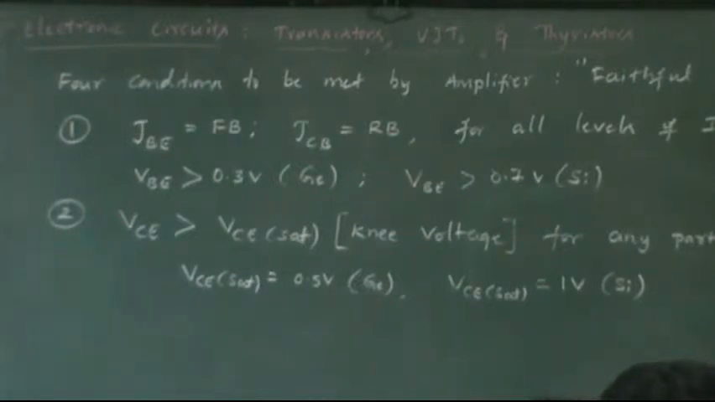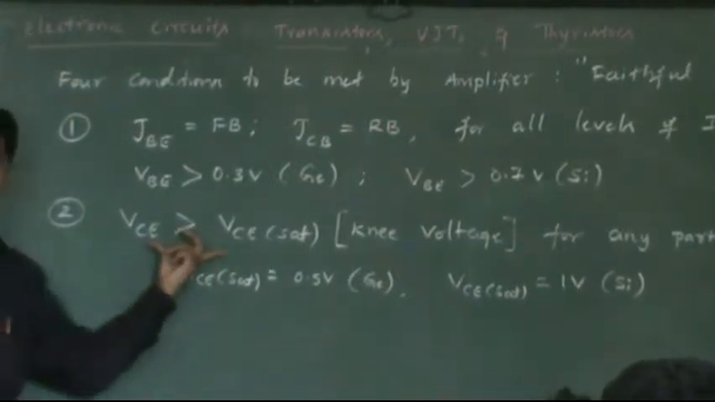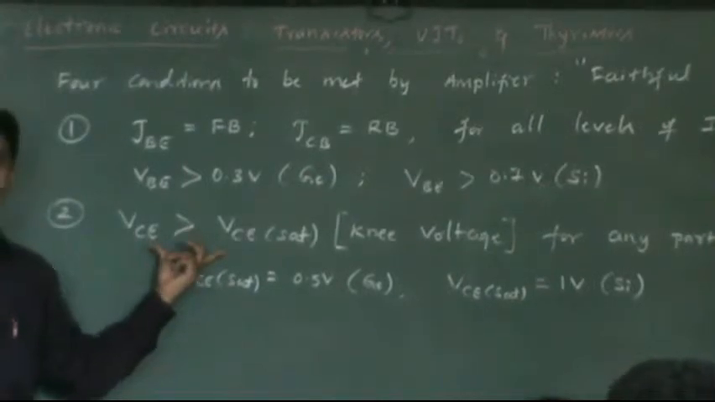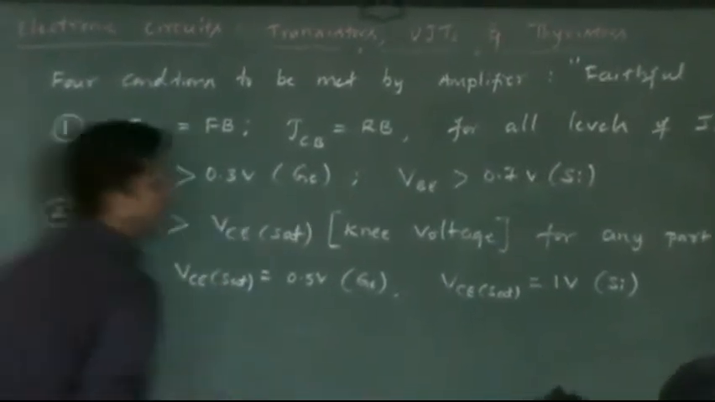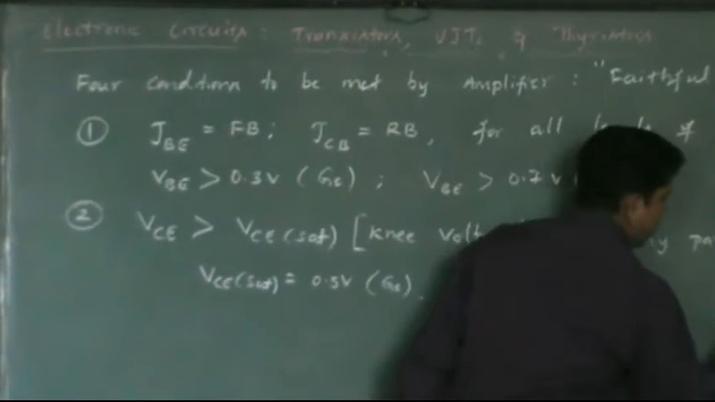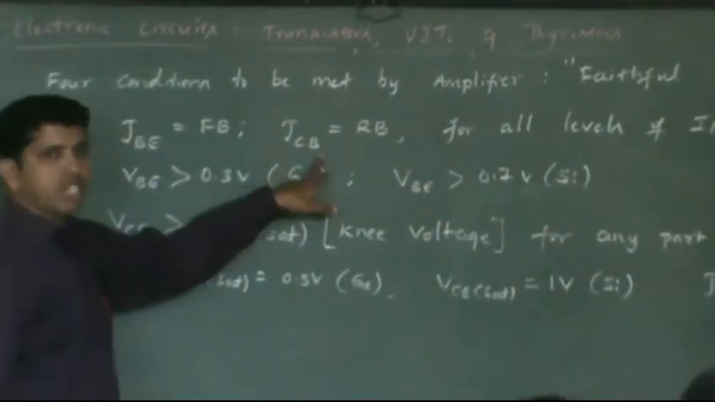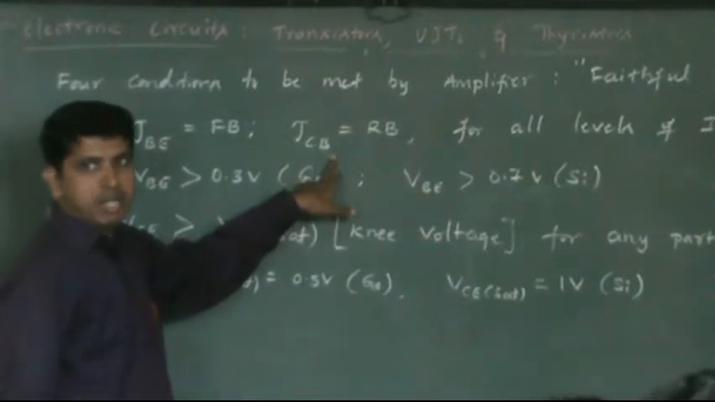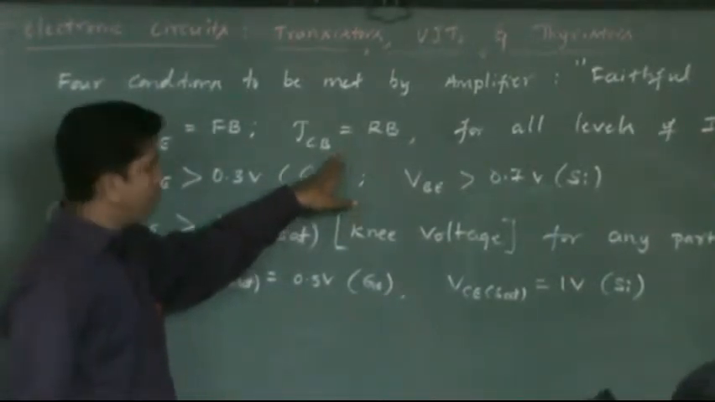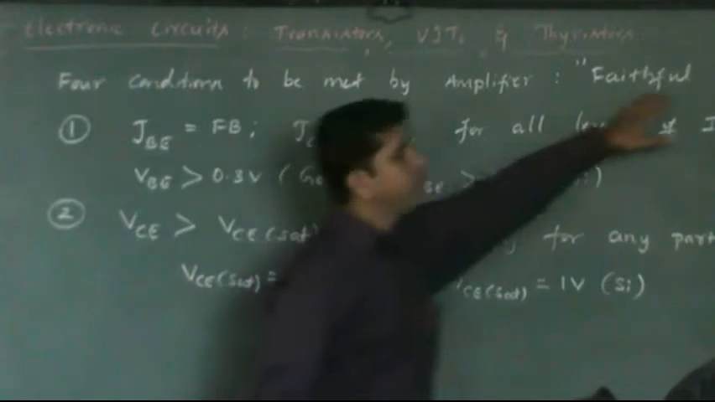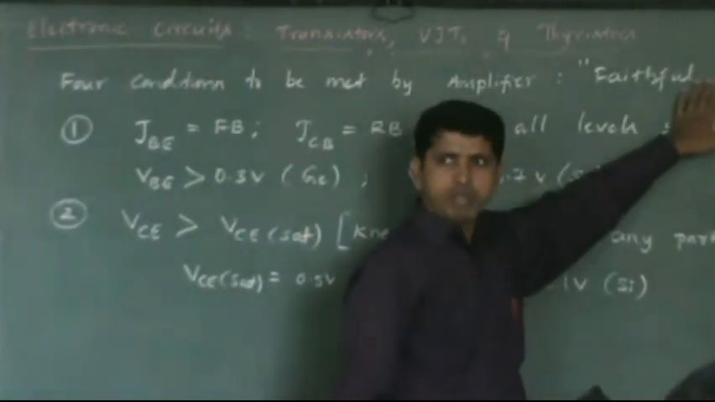Understand this? If you don't satisfy this condition, what is going to happen in a transistor? Your JCB, the collector base junction, will not get properly reverse biased. If you don't reverse bias this properly, you will never get faithful amplification. What is faithful amplification?